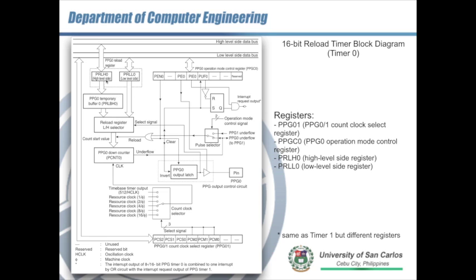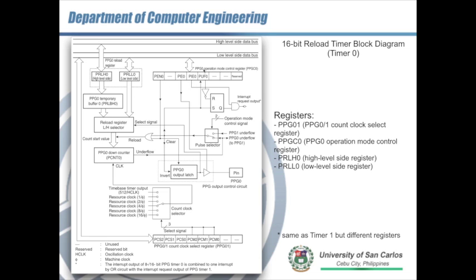So here are the 8-bit reload counters, PRLH0 and PRLL0, and this is the reload register, high and low selector. This is now our PPG0 down counter, and this is PCNT0. Okay, this is 16-bit, and over here this is the control register.